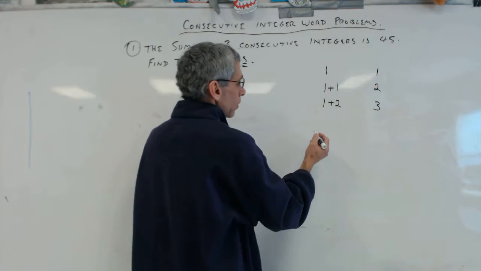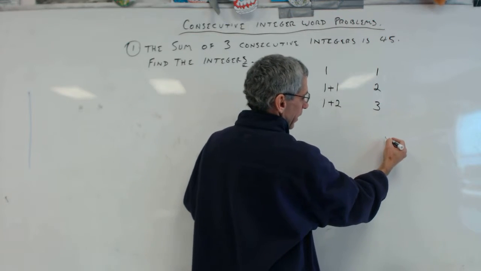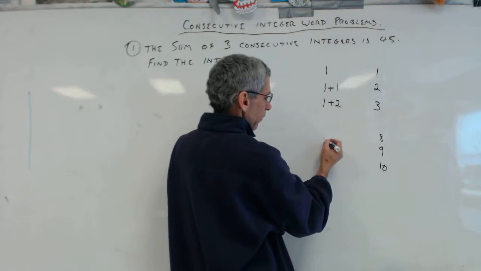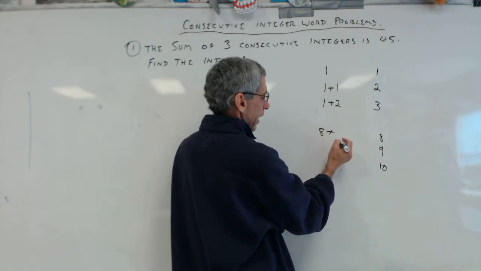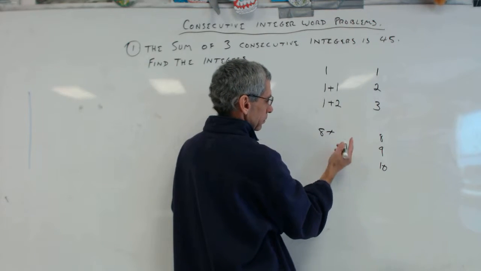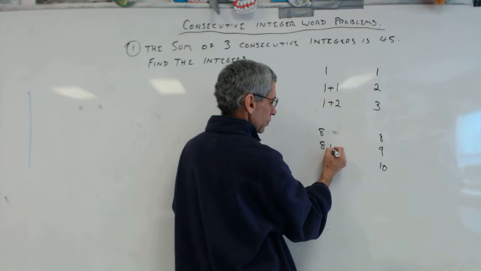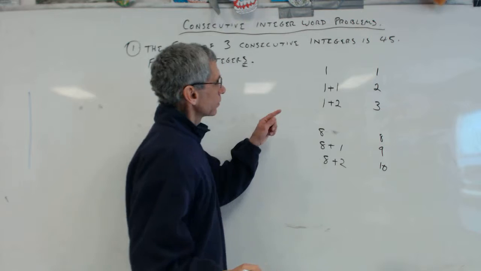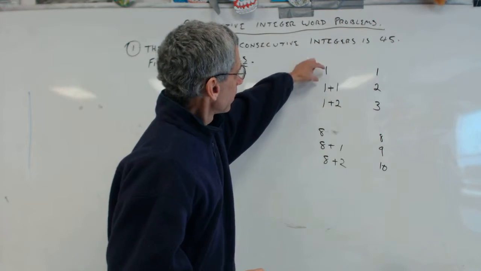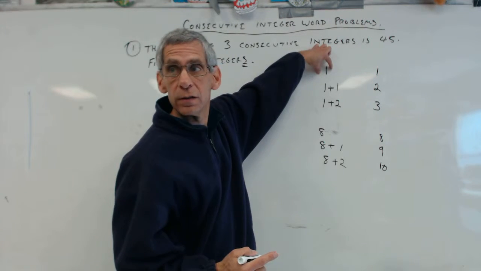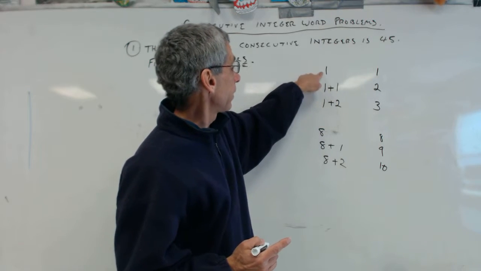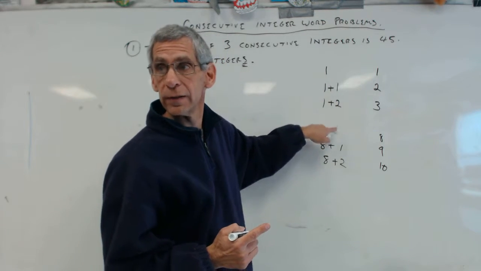Okay, so let's try another one. Let's try 8, 9, and 10. If our first number is 8, what would we add to 8 to get to 9? 1. And what would we add to 8 to get to 10? 2. Now look at this. Our first number is whatever it is. Our second number, we add 1 to it. And our third number, we add 2 to this first number. Does that make sense? Yes.